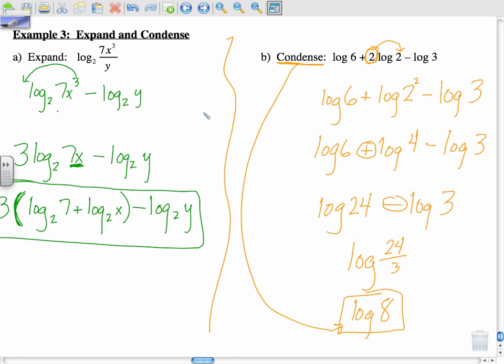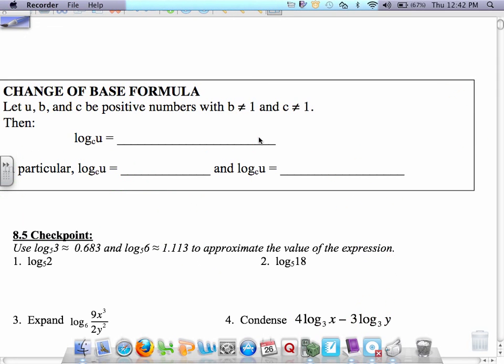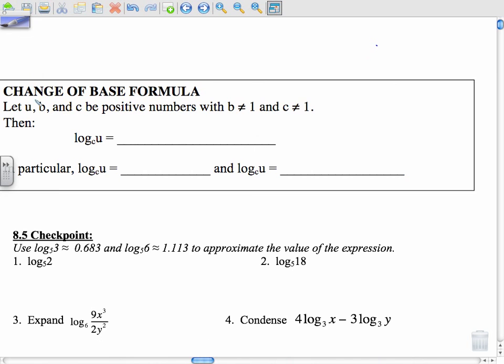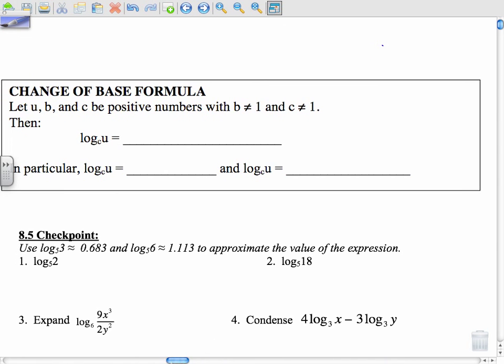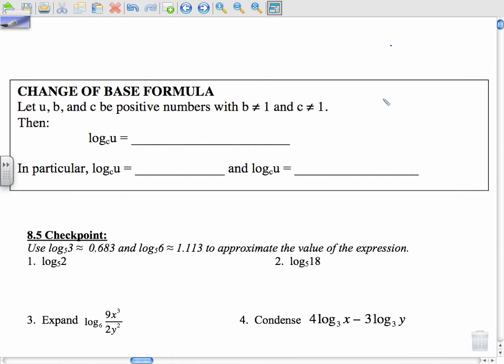So let me scroll over, give you a couple minutes to either copy this down or digest this. If you want to pause the video, and then we'll move on to the last page. All right, last thing and we're done for the day. Change of base formula it's called.